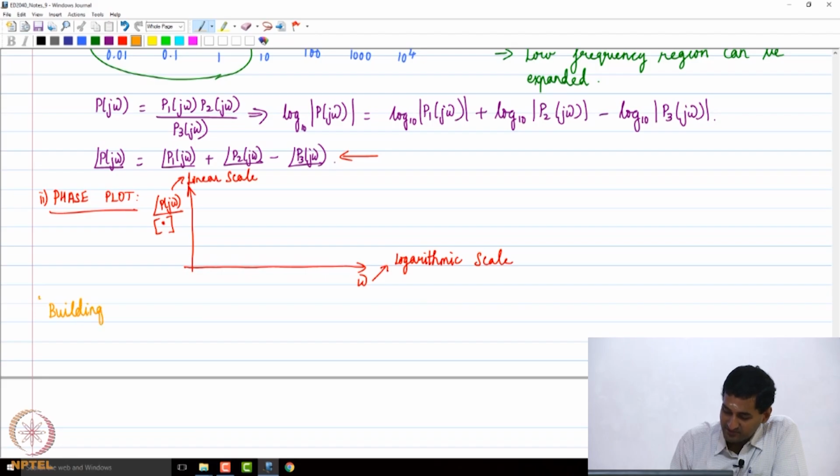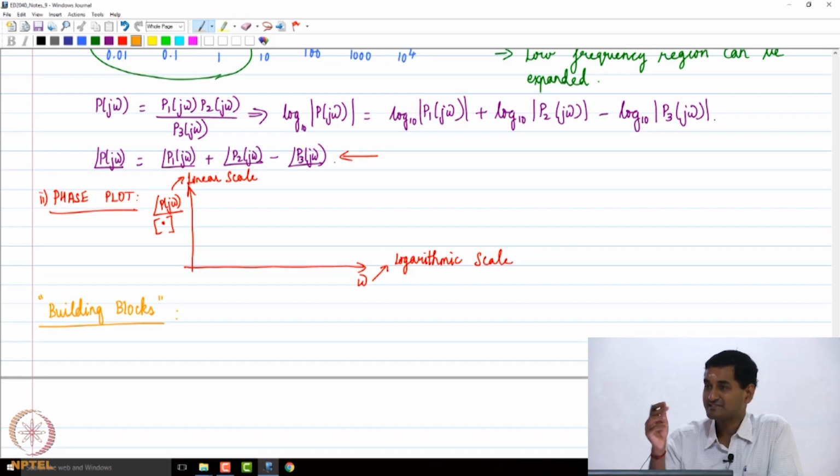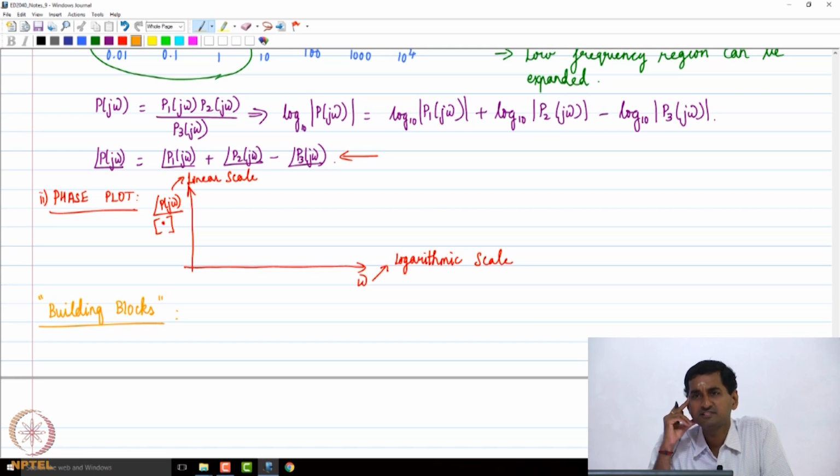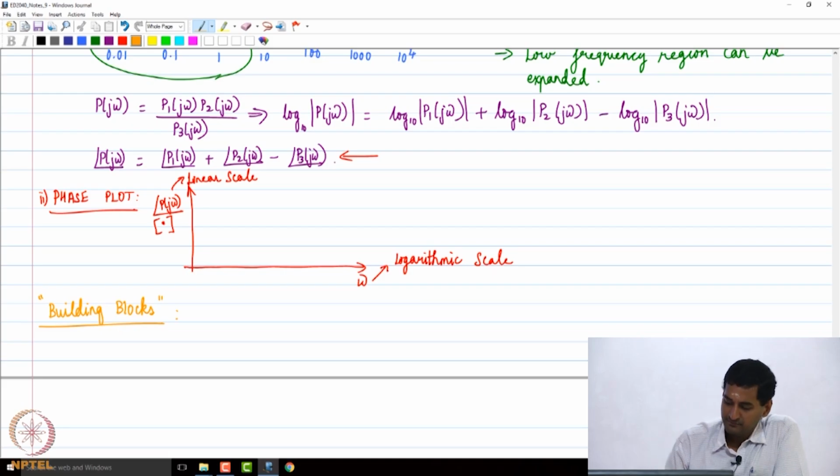What I call building blocks, let's say within quotes. So essentially these are the basic factors which can make up a transfer function, right? Think about whatever we have discussed till now. What are the potential factors that can come? See, we can have a constant, right? A transfer function can have some constant k. It can have an integral term 1 by s. It can have a derivative term s.